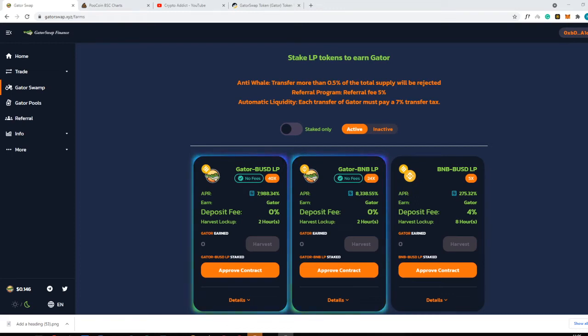In today's video, I will talk about Gatorswap. It is a new yield farming project inside Binance Smart Chain, and it is giving us high yield percentages.